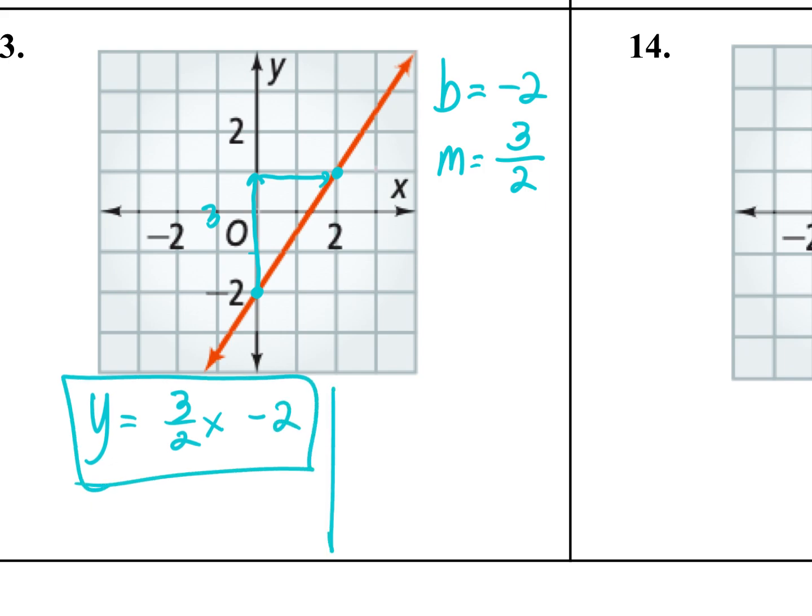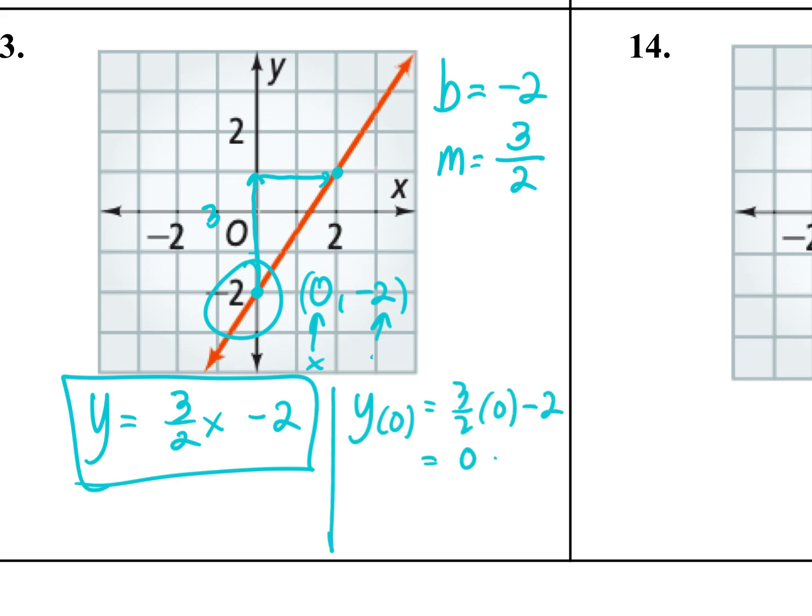Let's recheck it. Let's get this point that's going to give you 0, negative 2. If we put in that x value 0, we should get the y value negative 2. Let's check that one. y of 0 is equal to 3 over 2 multiplied by 0 minus 2. Anything multiplied by 0 is 0, minus 2 is going to give you negative 2. Therefore, our equation is correct because 0, negative 2 is on the line.